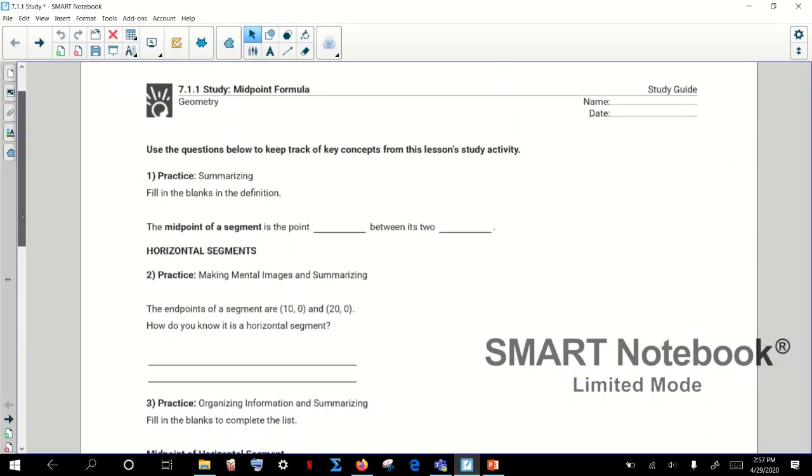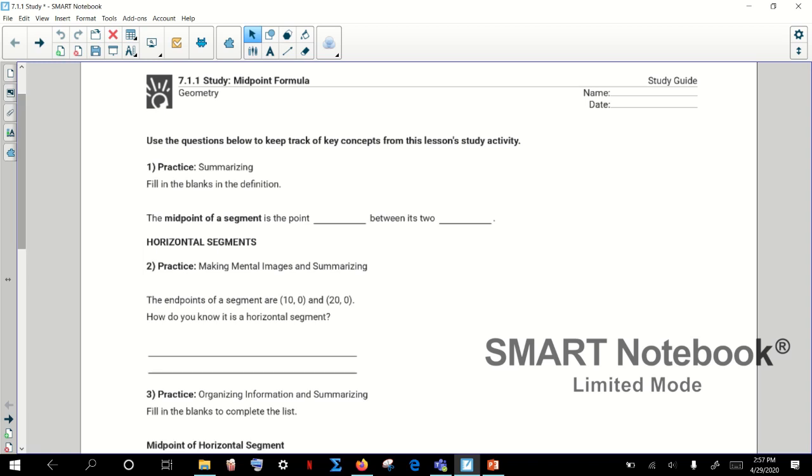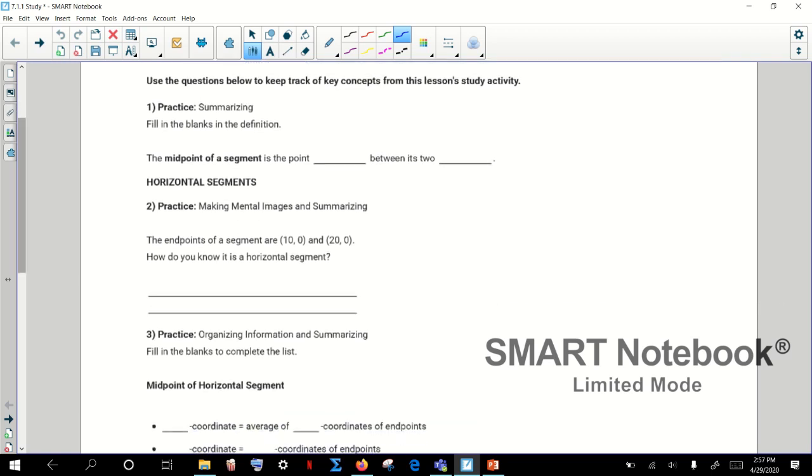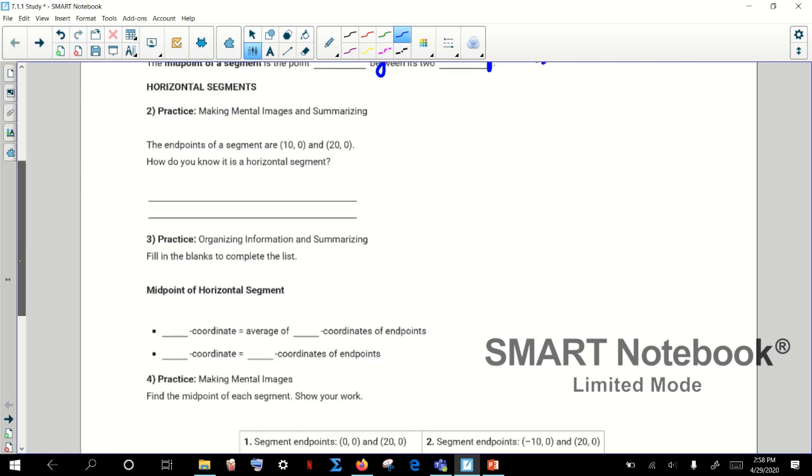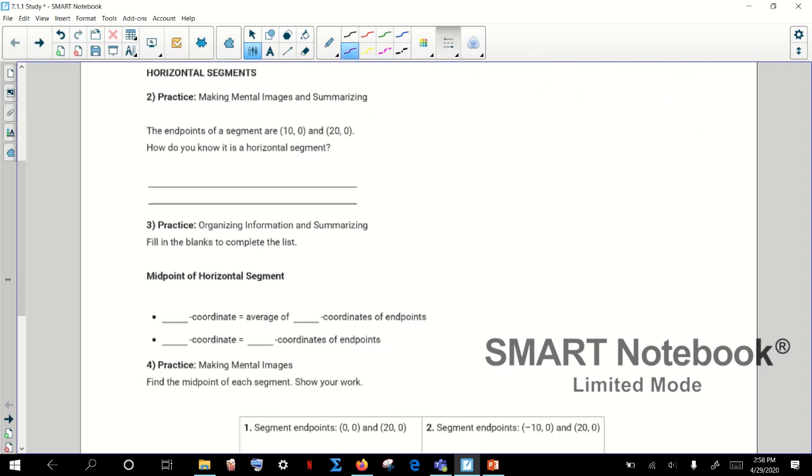In today's video, we're learning about the midpoint formula. First off, let's figure out what a midpoint is. The midpoint of a segment is the point halfway between its two endpoints. If you remember way back in the first quarter, we talked about line segments that have two endpoints. The midpoint is the point right in between, and that makes these two segments congruent. Some of you might remember that, some of you don't. Either way, that's what a midpoint is. Let's go ahead and move on.